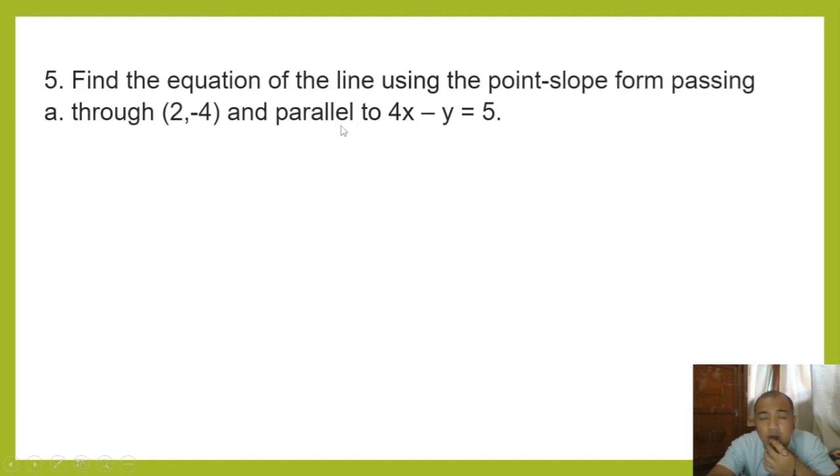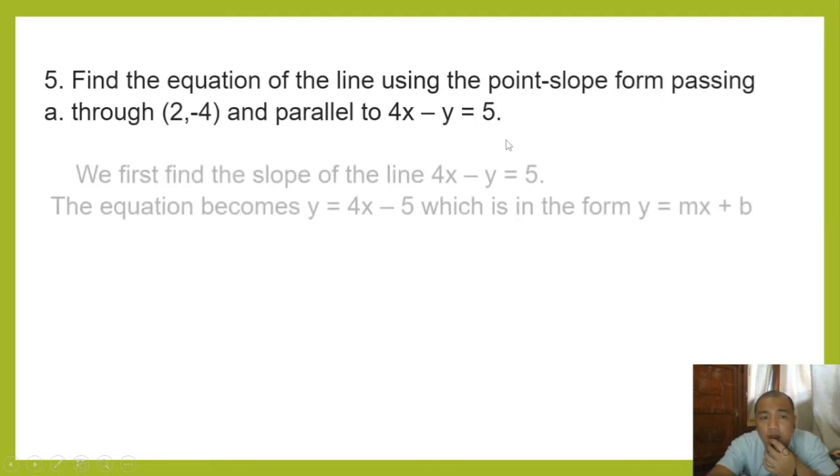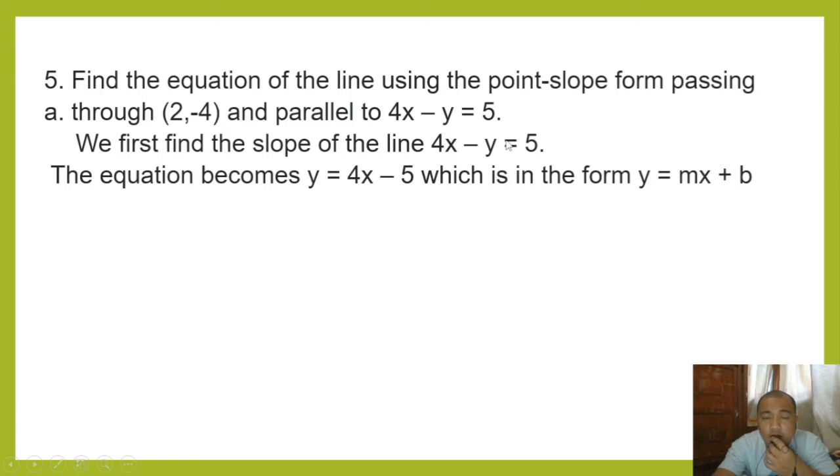So how do we know the slope of this line? Wherein they are parallel. So the equation of the line that we're trying to find is parallel to 4x minus y equals 5. So first, we find the slope of the line 4x minus y equals 5. So the equation becomes y equals 4x minus 5, which is in the form y equals mx plus b. So therefore the slope is 4, right?